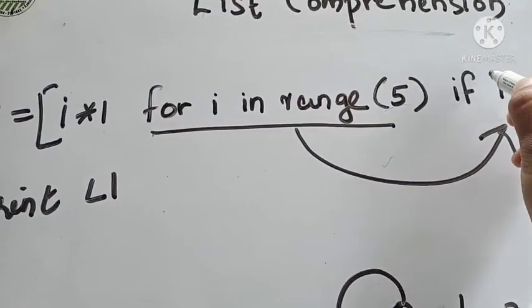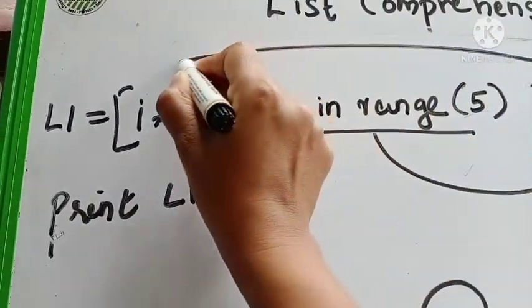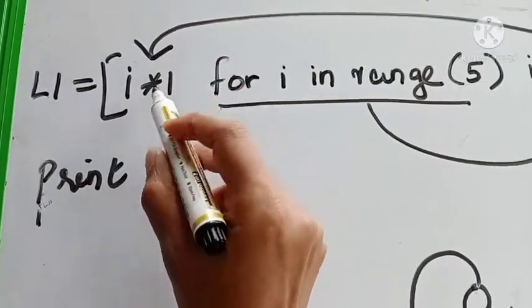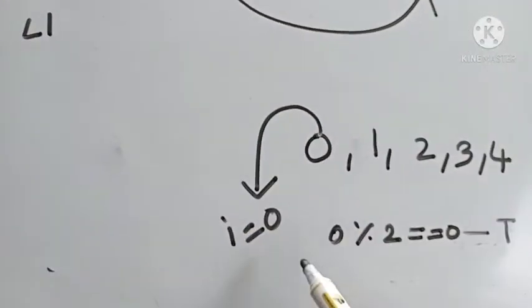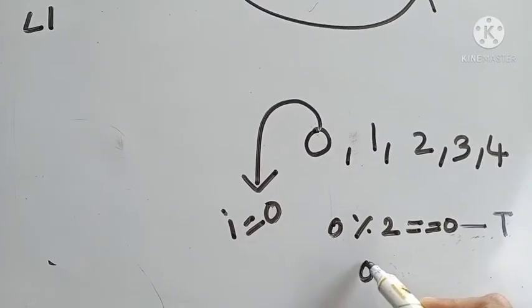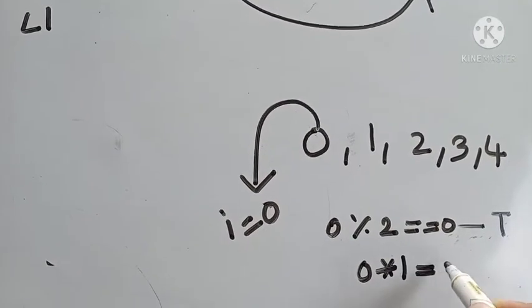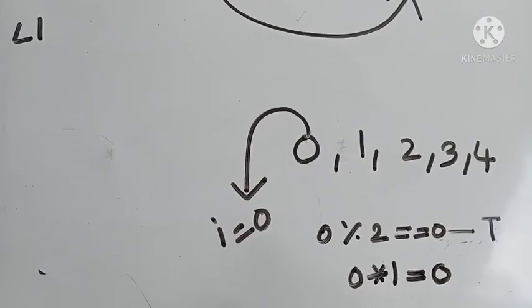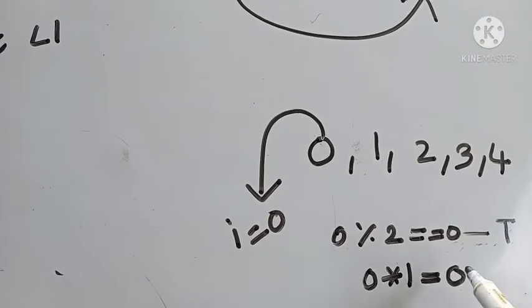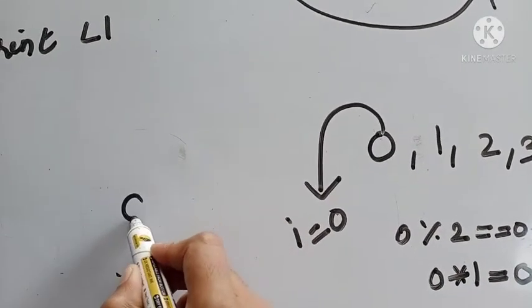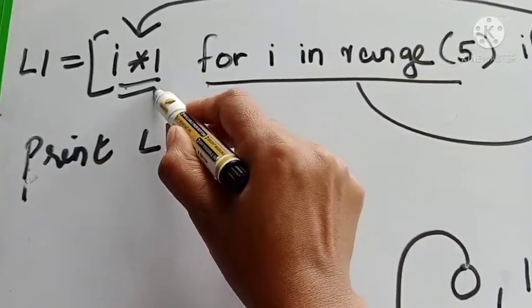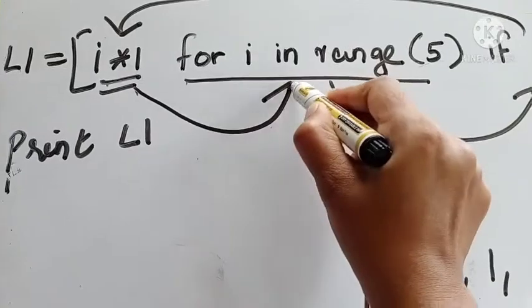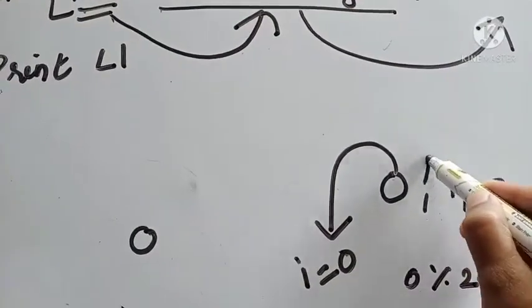If the condition is true, it comes to the left of the for loop. It will take this expression, and what is this expression? That is i * 1. What is the value of i? It is 0. So 0 * 1 is nothing but 0. 0 is the answer here, right? So that value will be in memory. 0 is here. Okay, keep it there. Then after evaluating this expression, it comes to the loop once again, and it will take the next value of i.